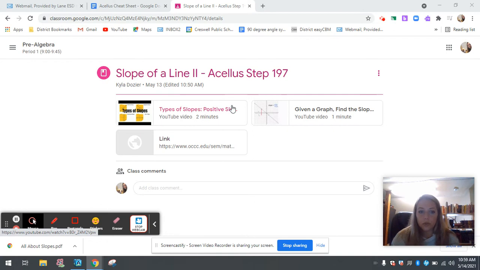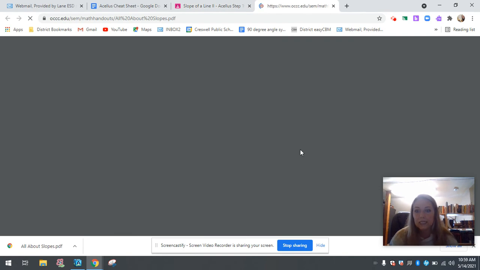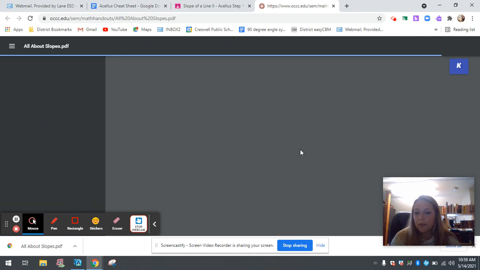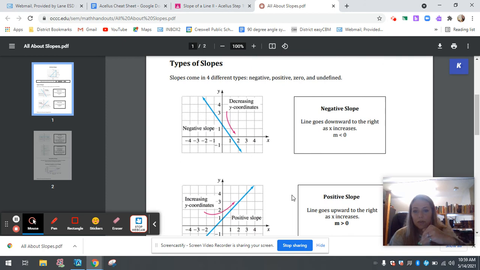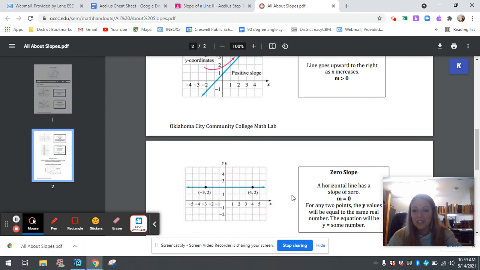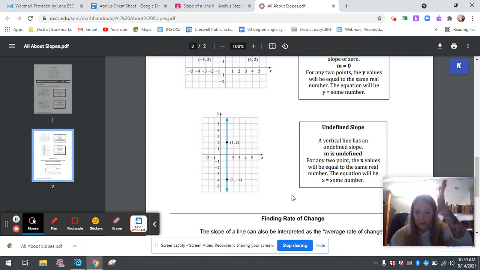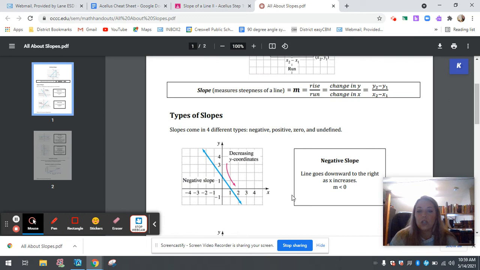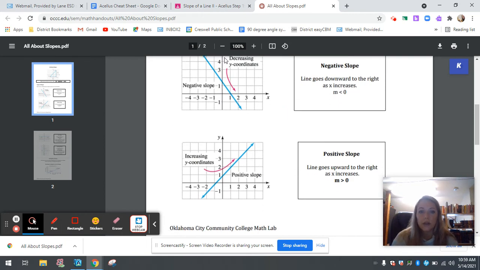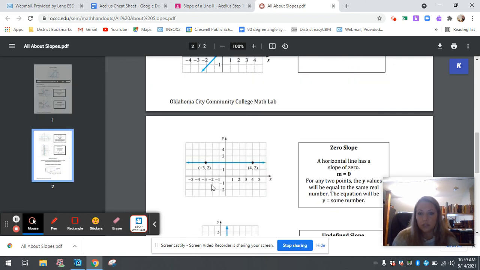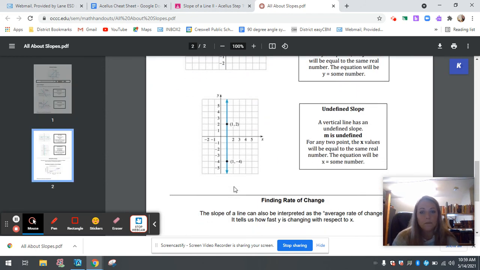Right, we're doing some more slope. I've posted a couple of videos that I think will help, and also this link that describes the types of slope, whether it's positive, going up, or negative, going down, or zero, where it's a horizontal line, or it's going up and it's undefined. So you can refer to this if you forget or are confused. I've got some examples of each type and what they look like.